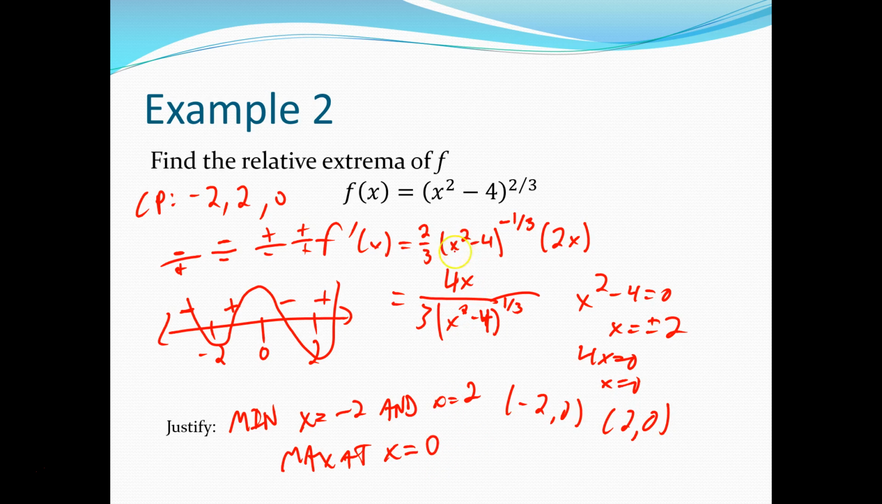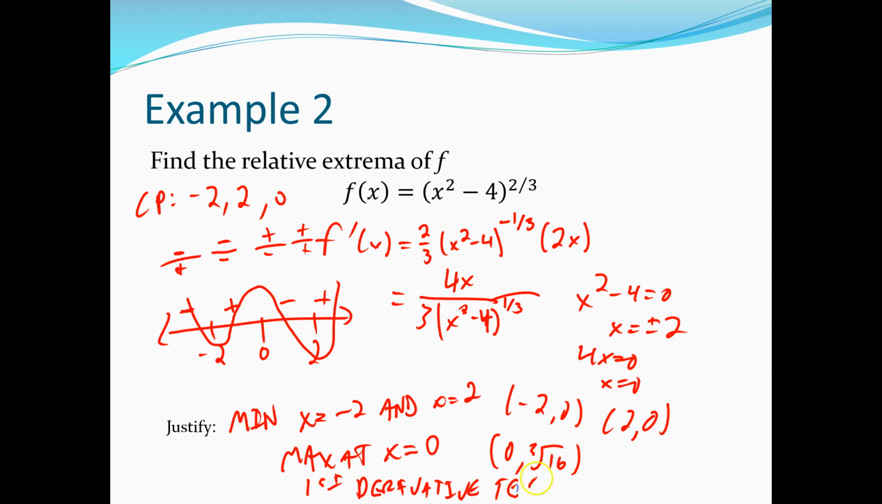And at 0, when we plug in 0, we have 4. Whoops, sorry, up here. We have 4 to the 2/3. 4 to the 2/3, that's the cube root of 16. So that would be (0, cube root of 16). Okay. And we know that these are justified by the first derivative test.